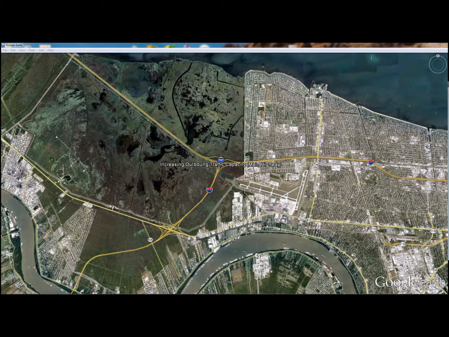Increasing outbound traffic capacity by utilising all lanes bar one for evacuating traffic. The remaining lane would accommodate authorised vehicles such as emergency services and buses returning for more pickups.